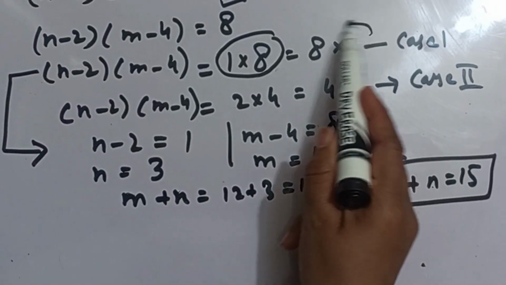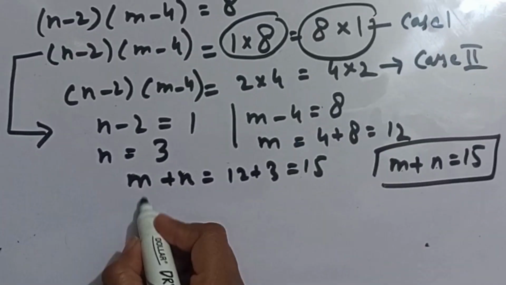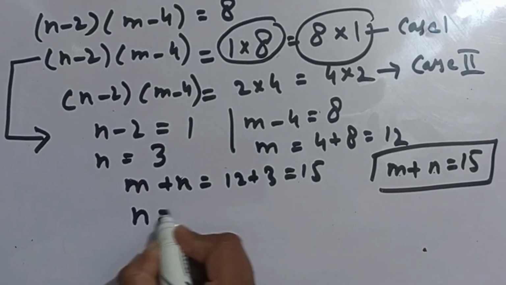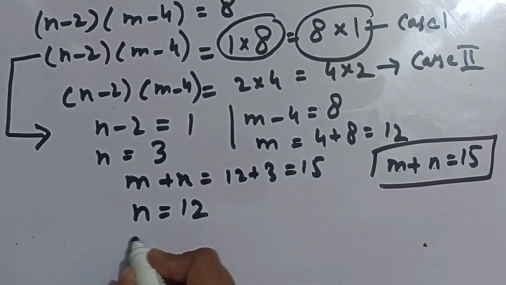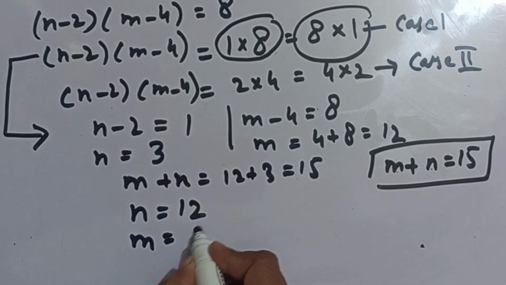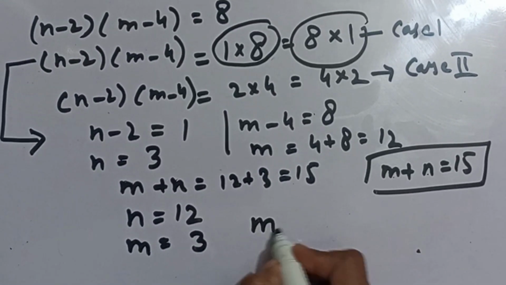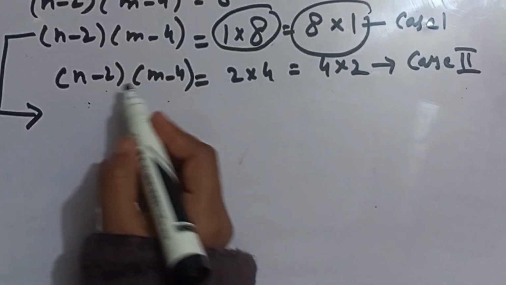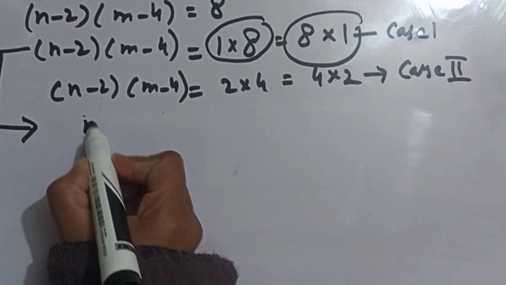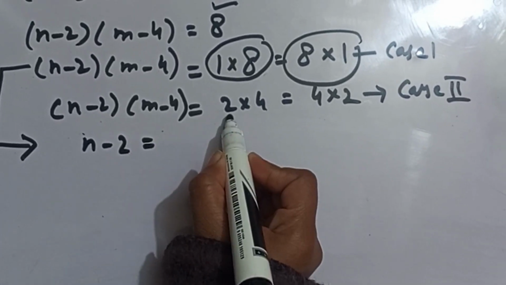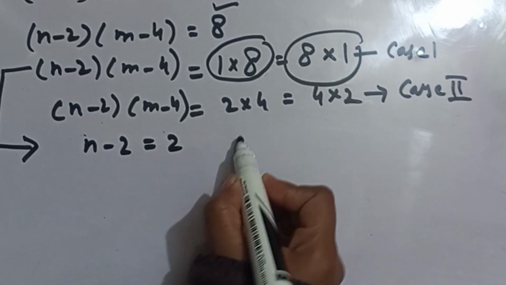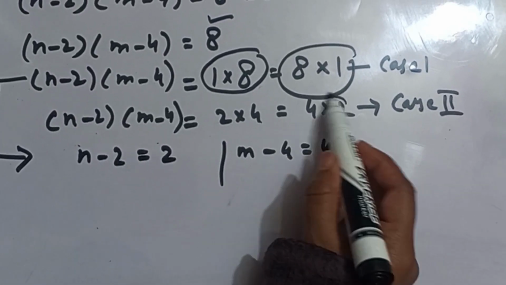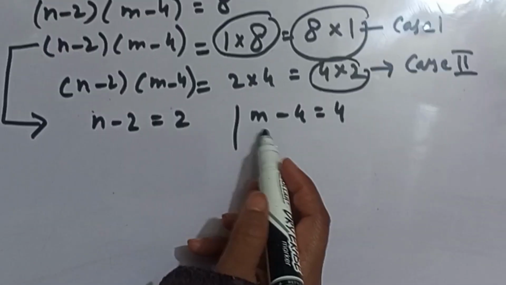So now look at this factor. If we take this factor, then we get n is equal to 12 and m is equal to 3, but the value of m plus n is 15. Now we take this second case. This implies n minus 2 is equal to 2 and m minus 4 is equal to 4. And for this value, we just interchange the values of m and n.